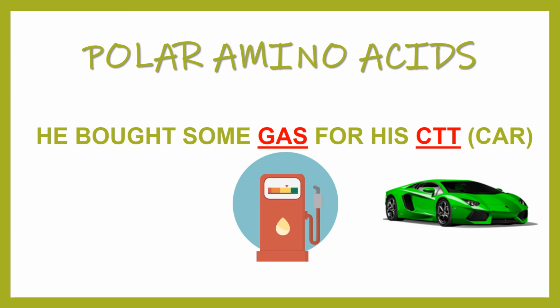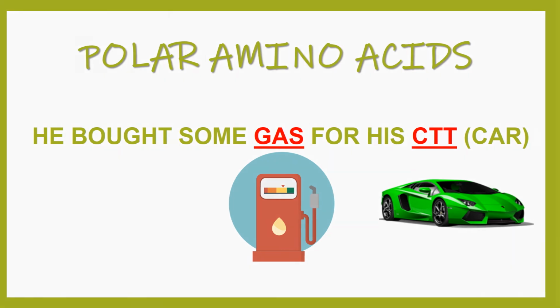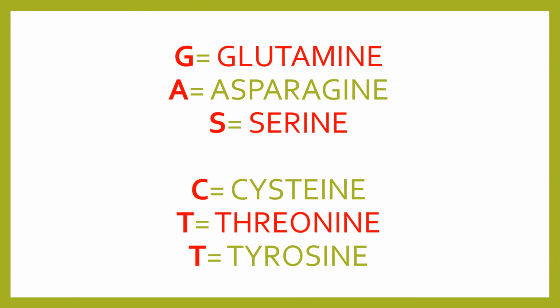So you know that VG, the guy, you'll find him in the lab. He went to MIT for his PhD. He bought some gas for his CTT, so he's buying some gas for his car, right? The underlined letters stand for the polar amino acids. G stands for glutamine, A stands for asparagine, S stands for serine, C stands for cysteine, T threonine, and the other T, tyrosine.